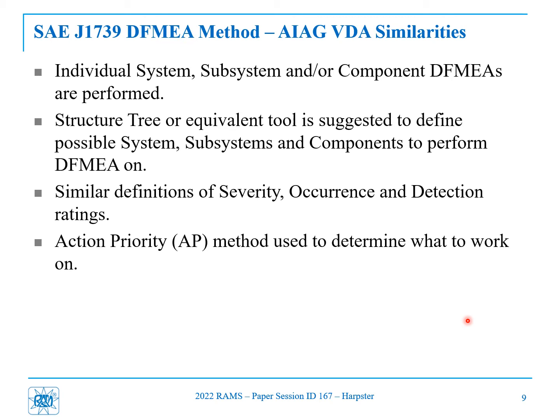As is the case with the AIAG-VDA, with the SAE you will create design FMEAs for individual system, subsystem, and component DFMEAs. You will also create a structure tree where you will show these various system, subsystem, or component DFMEAs. Like the AIAG-VDA, you will have severity, occurrence, and detection ratings, and you're going to find that these ratings are basically the same between the 2 methodologies. And also, like the AIAG, the SAE J1739 has adopted the action priority, or AP, method used to determine what to work on.